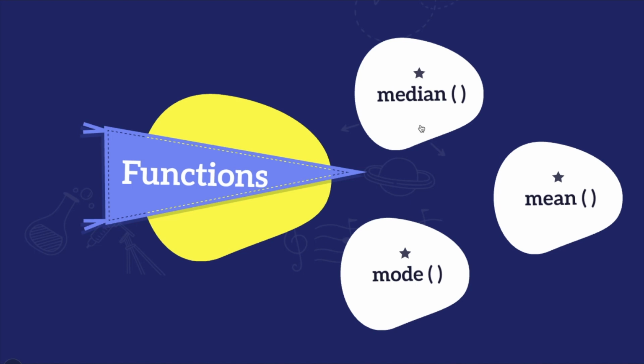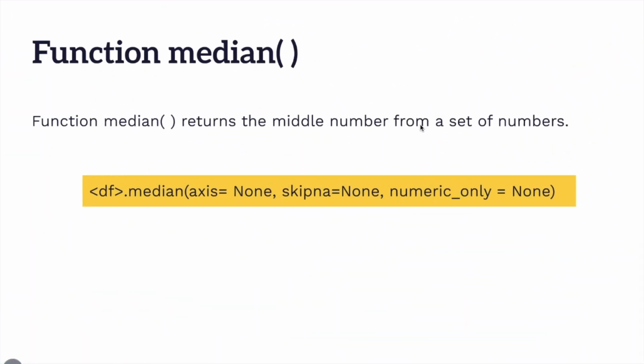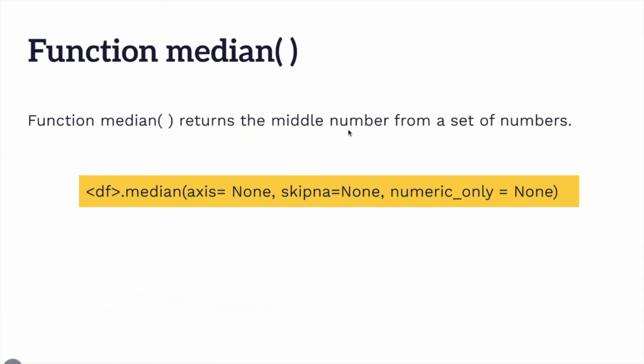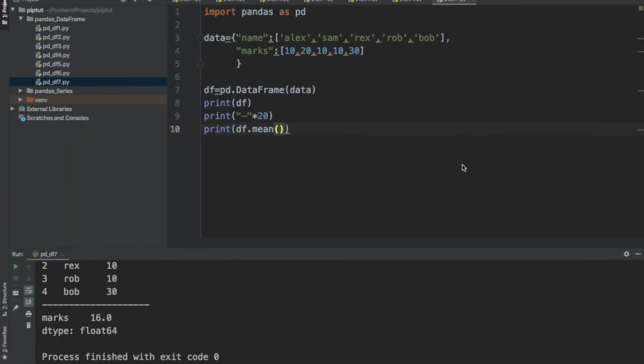Let's get started with the median function syntax. The median function returns the middle number from a set of numbers. This is the basic syntax of the median function. In order to calculate the median, once again we have to use the data frame, the dot notation and the median function. It also accepts 3 parameters: axis, skipna and numeric_only. Let us understand this better with an example. In order to calculate the median, we will use median along with the dot notation. So this way we can calculate the median of a data frame. Let's execute this code and understand it better.